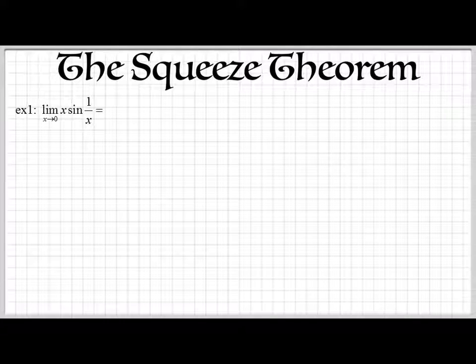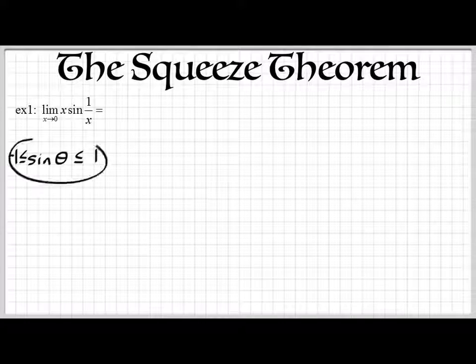The simple fact that we're going to start with is that sine of anything is going to be less than or equal to 1, and it's going to be greater than or equal to negative 1. This is why we like to use the squeeze theorem with trig functions, because of this statement right here.